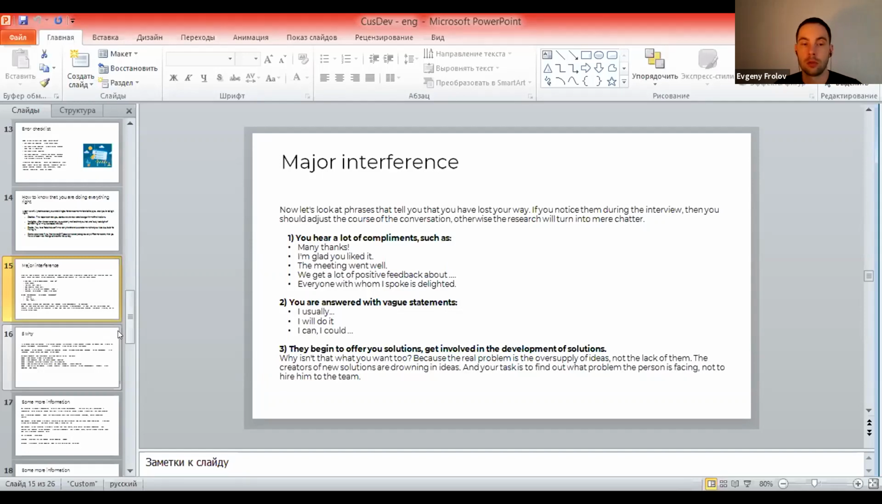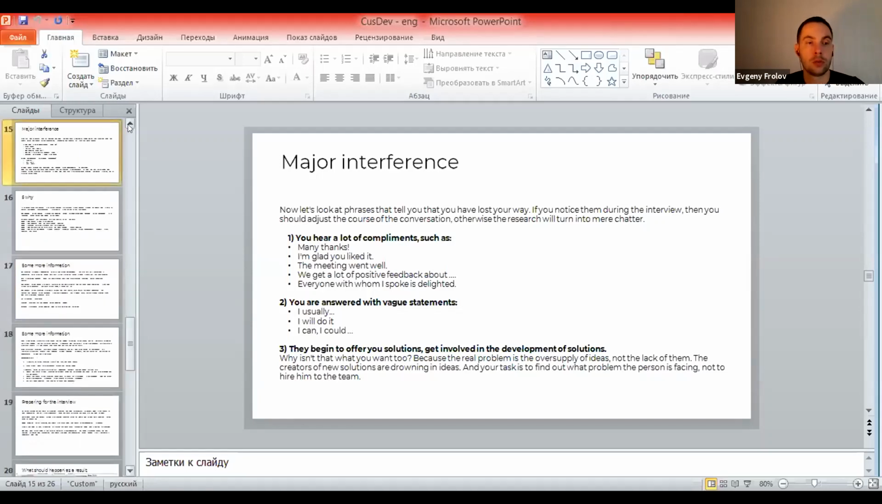Also, it can happen that they try to offer solutions to you for their pain. Okay, in this story, they can start suggesting solutions or features for your solution. That's also not a good sign. It means they have another focus, and that gives us irrelevant results at the end of the interview.